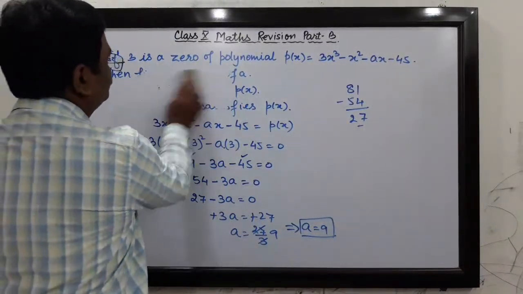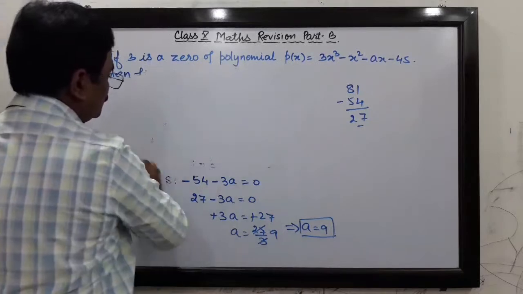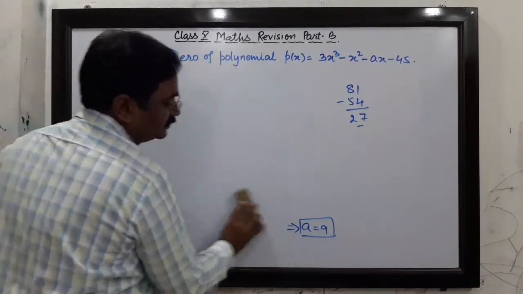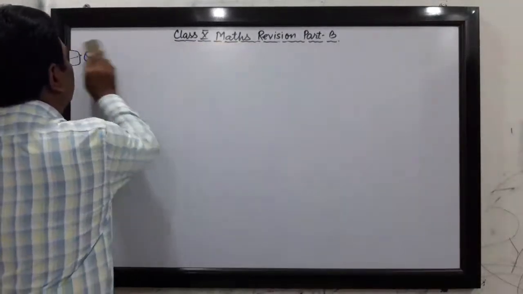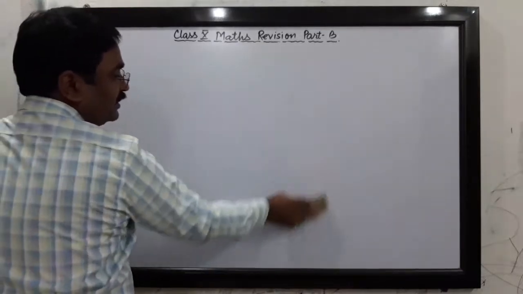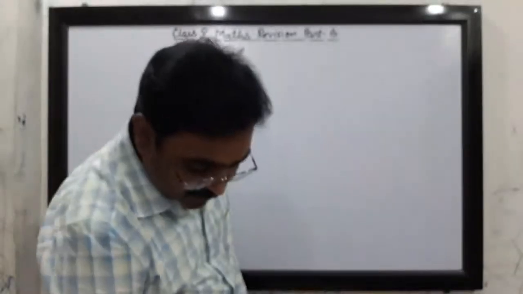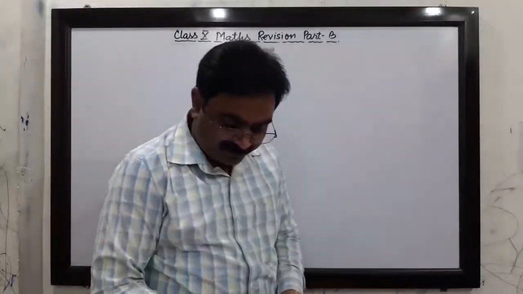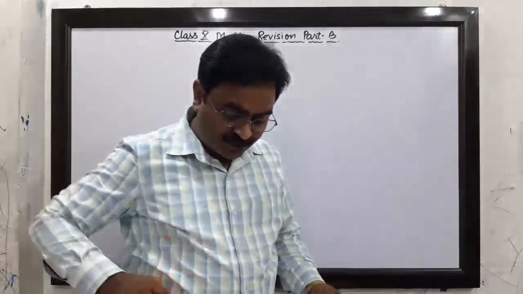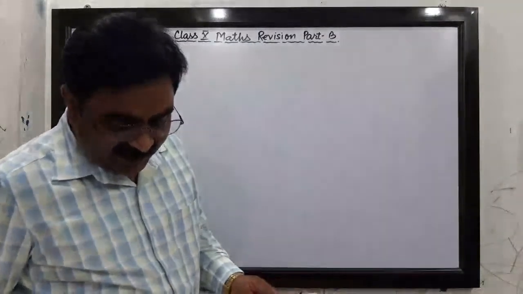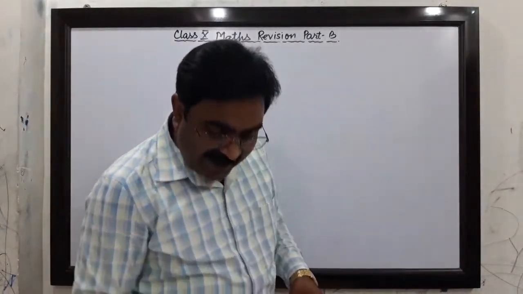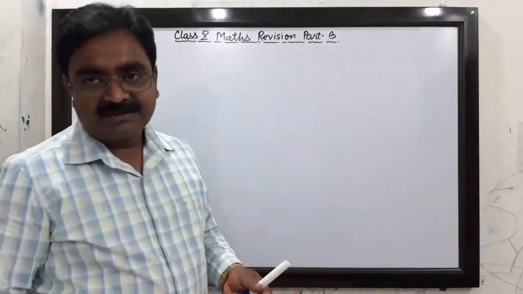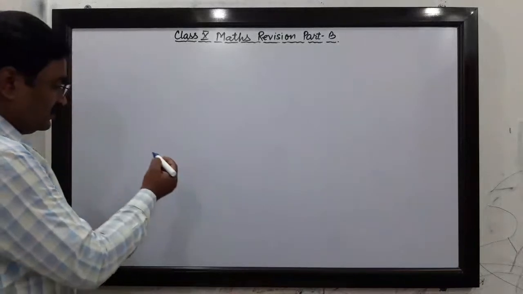Okay friends, see the question number 4. In this, what is given? Question 4 is given that find the quadratic polynomial, the sum and the product of whose zeros are minus 7 by 3 and 4 by 3 respectively. Find the quadratic polynomial whose sum and product of the zeros are respectively given.